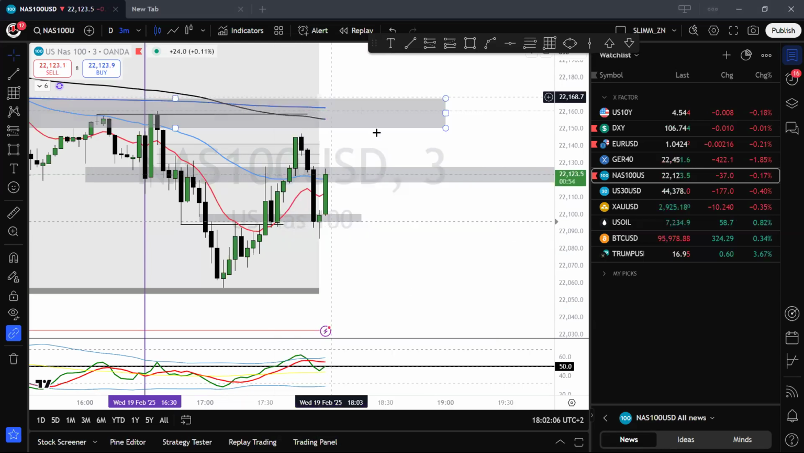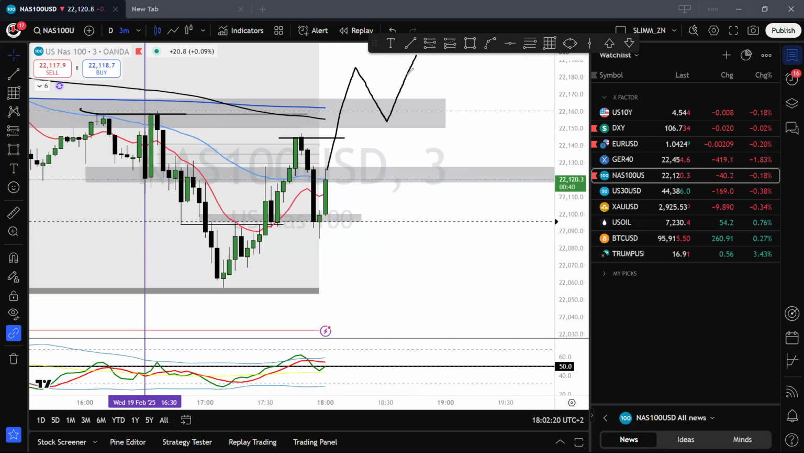Anything going up for now, I'm not ready to buy at this point. My bias is still selling unless price does something drastic like breaking a structure here, breaking structures here, giving me another impulsive move, then my bias might change. But as of right now, I'm looking for this to happen just as we planned. That's what I'm waiting for.